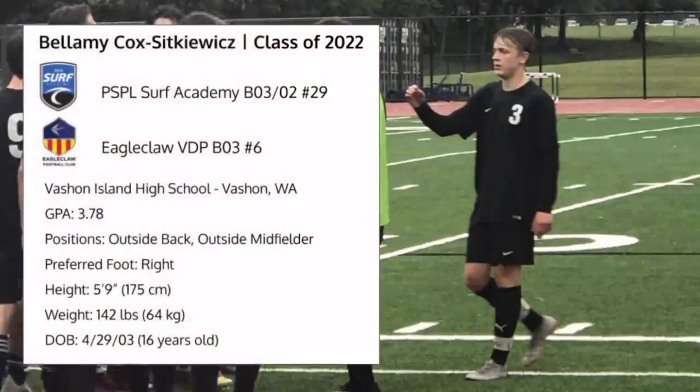All right, so right at the beginning, he's got some information there. What class or what year class he is. Teams he played for. Some academic information. His positions. Preferred foot. Height, weight, and date of birth. So, like I tell a lot of players, this is pretty good to have at the beginning because it gives the coaches an idea of your physical attributes as well as maybe your academics.